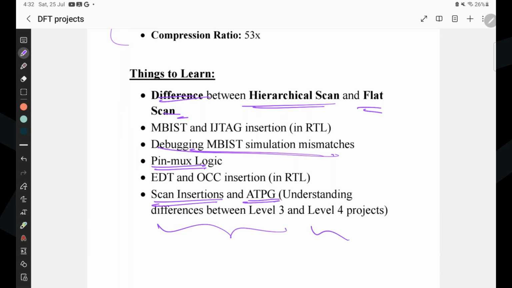We will understand the difference between level 3 and level 4 projects. Level 3 is hierarchical scan, level 4 is flat scan. So what are the differences between the two? You will be able to understand.